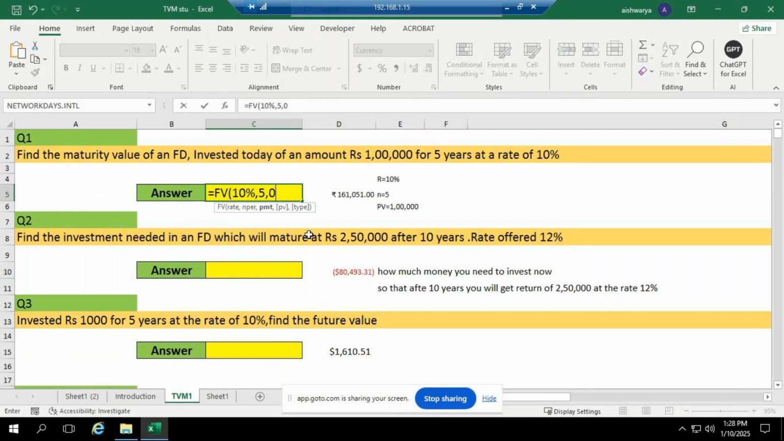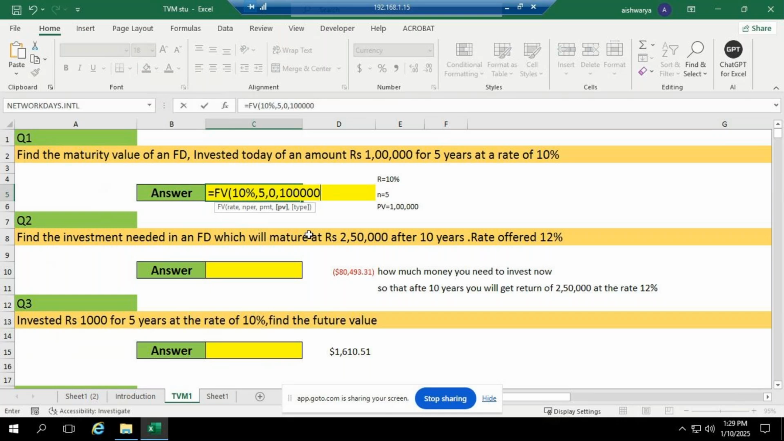Then comma PV. What is this PV? PV is nothing but the present value. What is the money we are having with us today? We are investing 1 lakh rupees today itself. So that is called the present value.